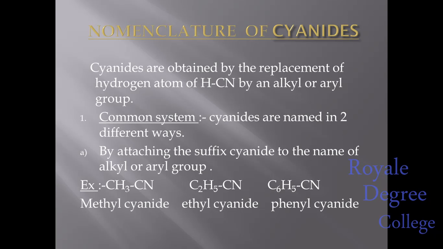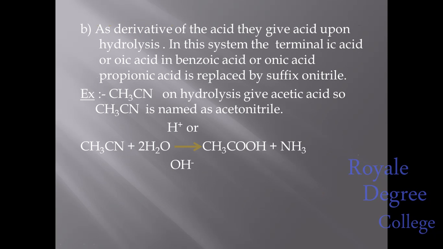First of all, we'll see about the common system of nomenclature. Cyanides are named in two different ways. First one is by attaching the suffix cyanide to the name of alkyl or aryl group. Example you can see here CH3CN. CH3 is methyl to which CN is attached. CN is cyanide, methyl cyanide. Another example is C2H5CN. C2H5 is ethyl, CN is cyanide, ethyl cyanide. Next example is C6H5, that is nothing but phenyl, to which CN is attached, that is cyanide, phenyl cyanide.